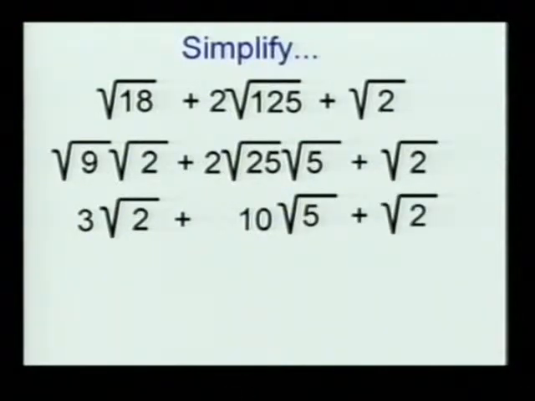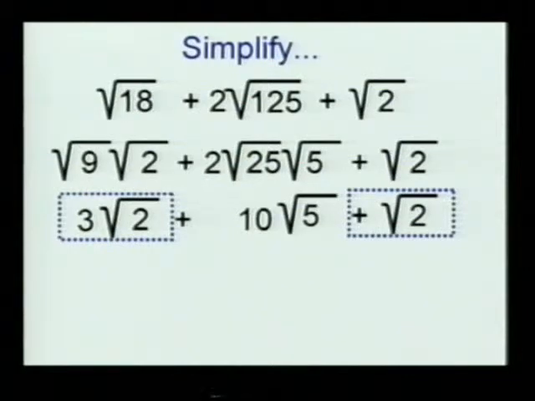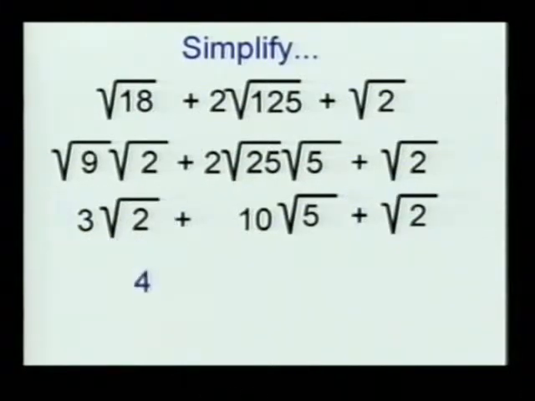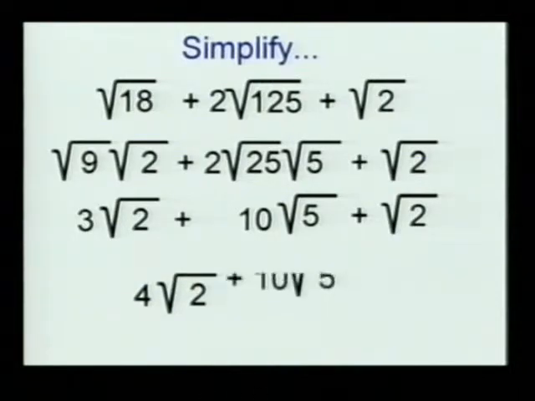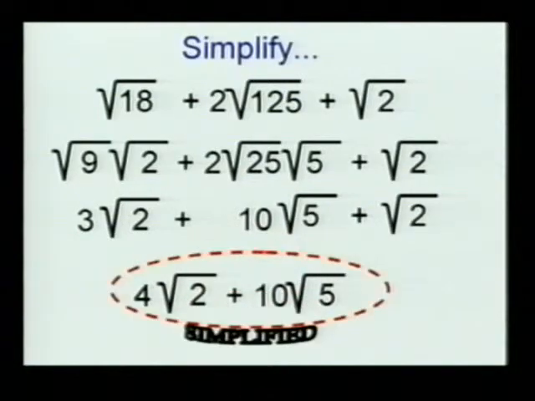Now, you've simplified everybody. Now, and only now, you look for like terms. I see 2 like terms, 3 radical 2 and 1 radical 2. That makes 4 radical 2. And bring the other one down. He doesn't have any friends. And there's your answer.